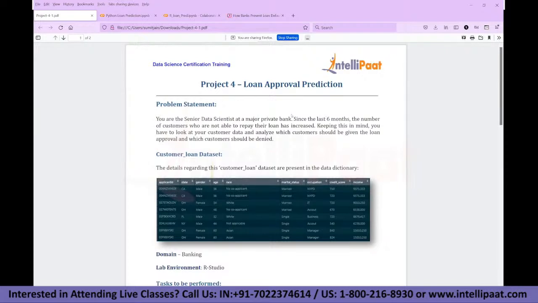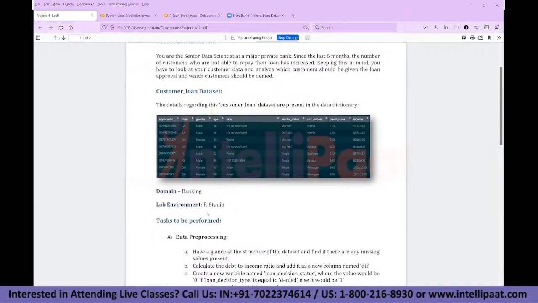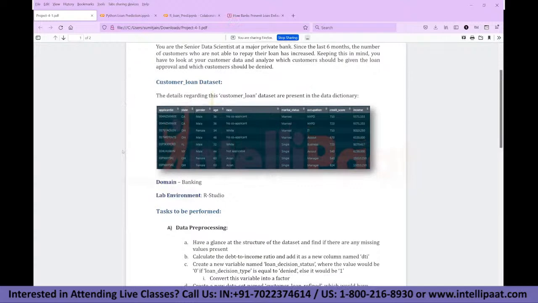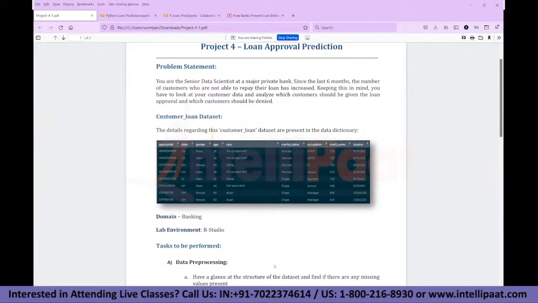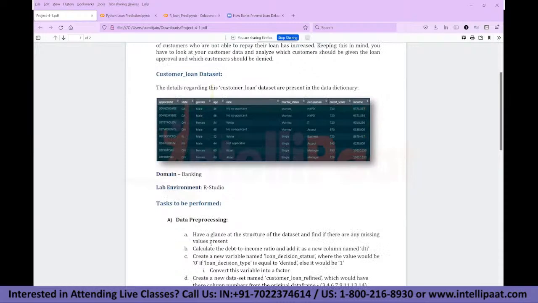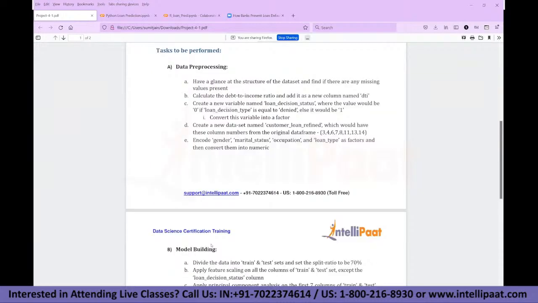So looking at that customer loan data set, this is just a representative one, so you don't have to think this is the only one. A data set can look something like an applicant ID, or whoever's applying for the loan, then state of residence, gender, age, race, marital status, occupation, credit score, income, and such columns. So this domain is banking. In this environment we will look at both Python and R, just to get an understanding, so you can use whichever you are comfortable with, either Python or R.